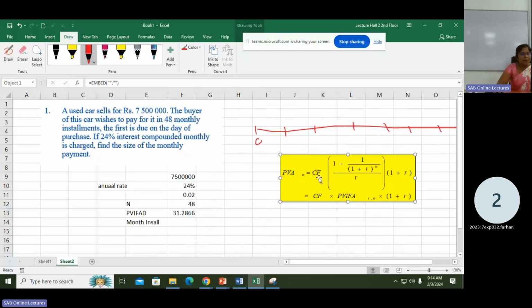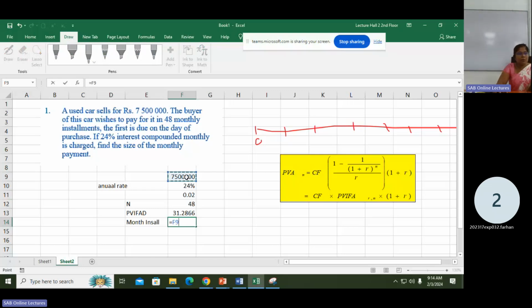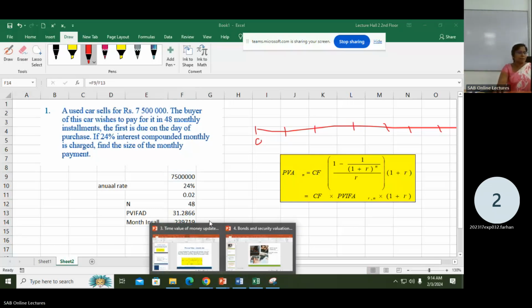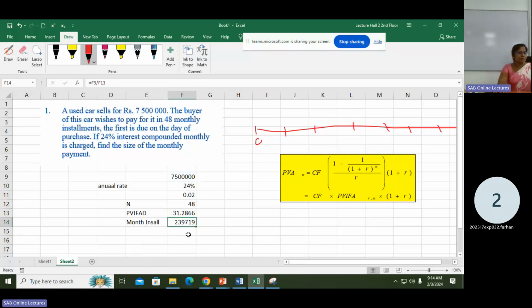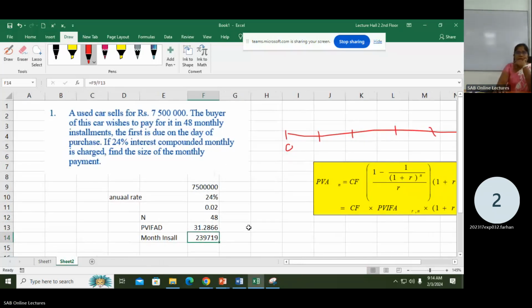Then we have to identify the installment, or the periodic payment. Simply, the periodic payment is equal to the amount borrowed, or the amount that you have to pay, divided by the annuity factor, the due annuity factor. Is it this one? 239,790. Correct.